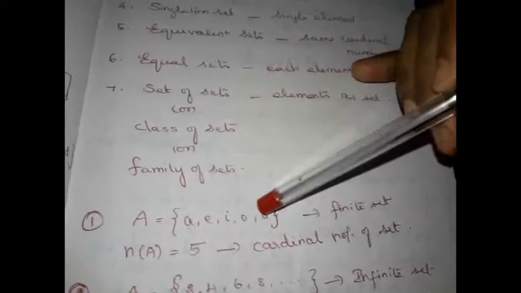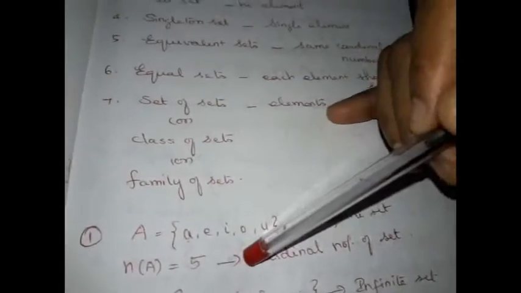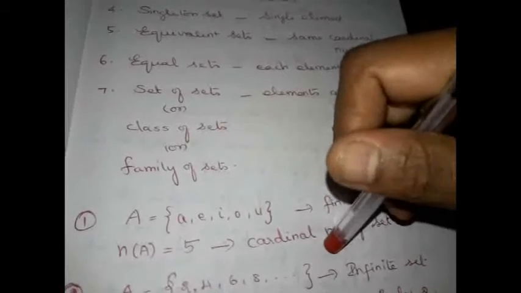What is the cardinal number of this set A? It has 5 elements. So the cardinal number is 5 here. We will denote it by n(A). n(A) equals 5. If the number of elements in the two sets is the same, then we will call those two sets equivalent sets.